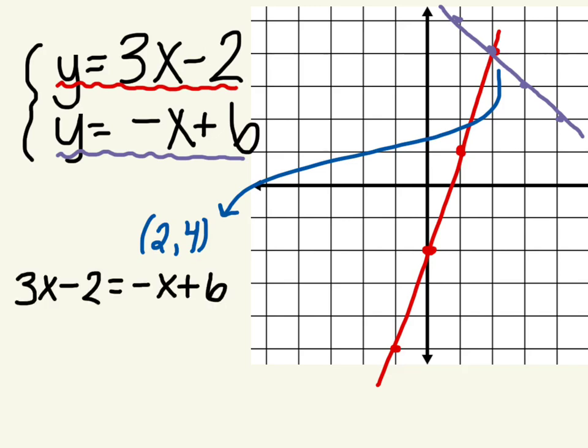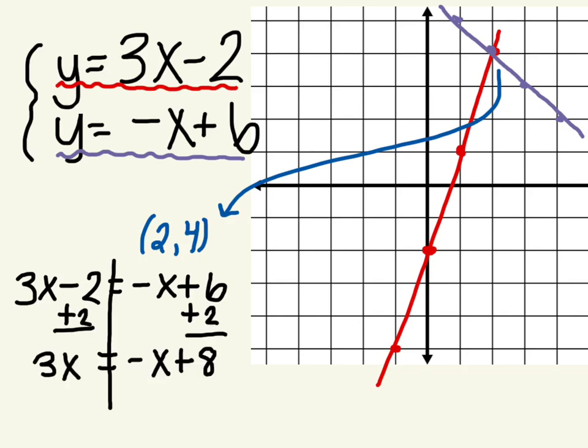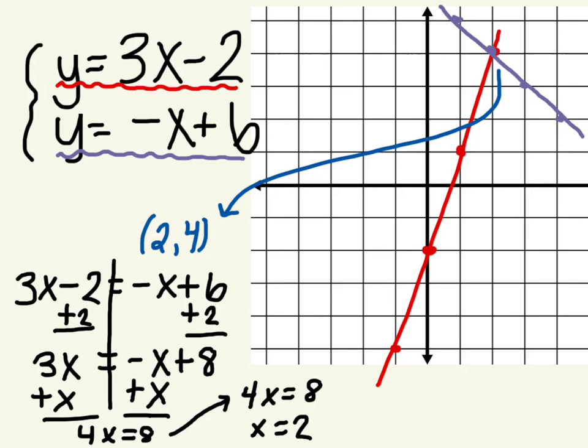showing you symbolically. Because they are both set equal to y, I can then set them equal to each other. So 3x minus 2 equals negative x plus 6. I've added positive 2 to both sides to get rid of the negative 2 on the left. So far I have 3x equals negative x plus 8. I then add positive x to the right and the left, leaving me with 4x equals 8. Divide through by 4, and my value of x is 2.